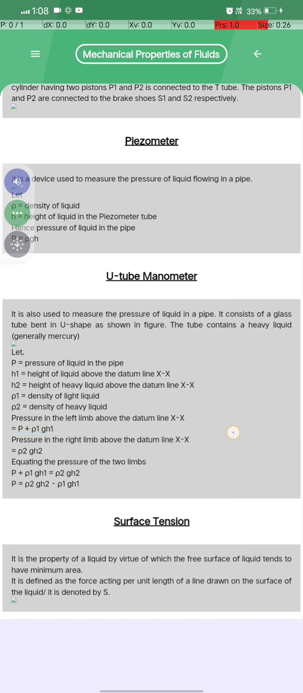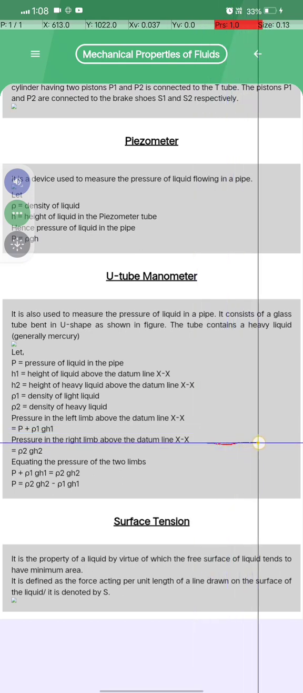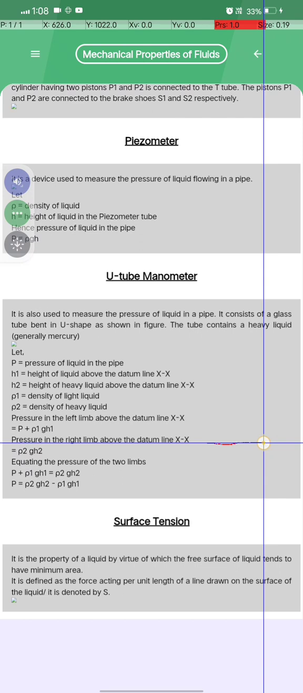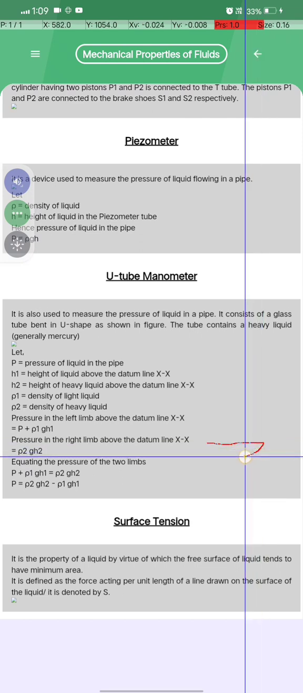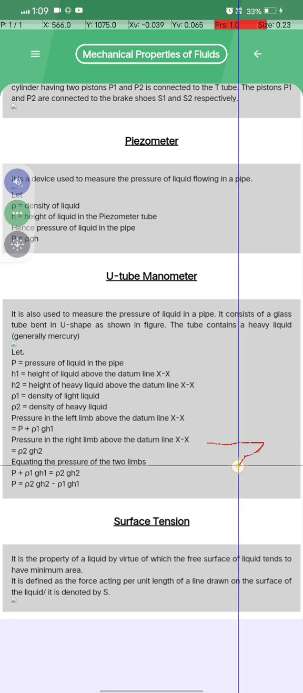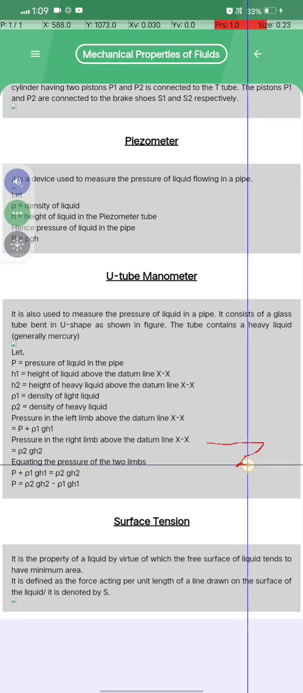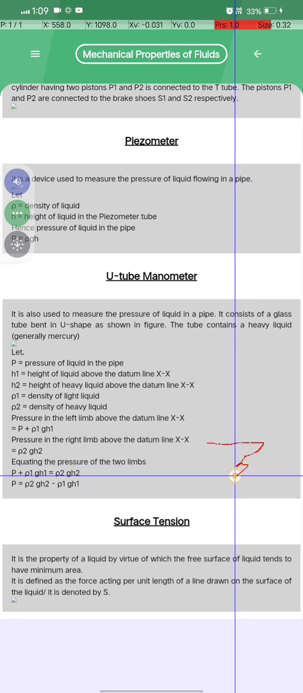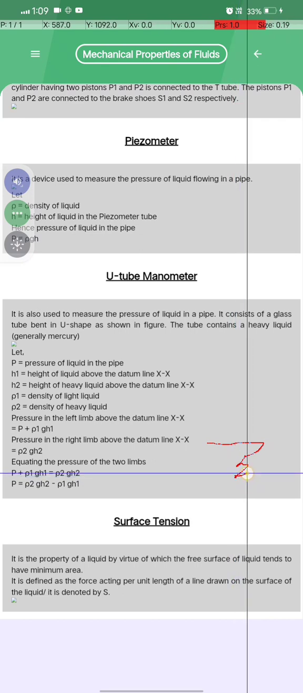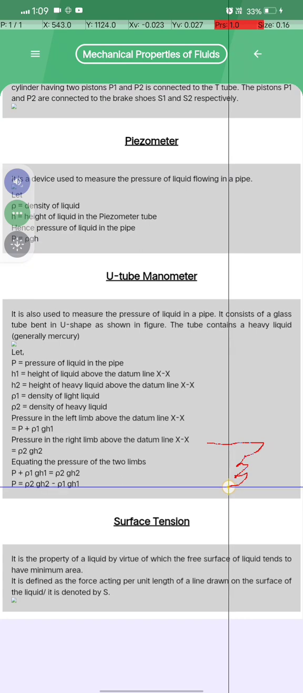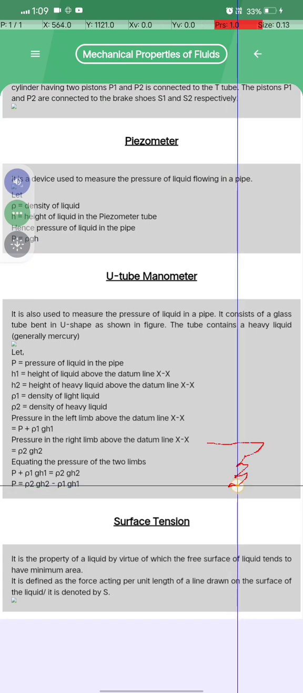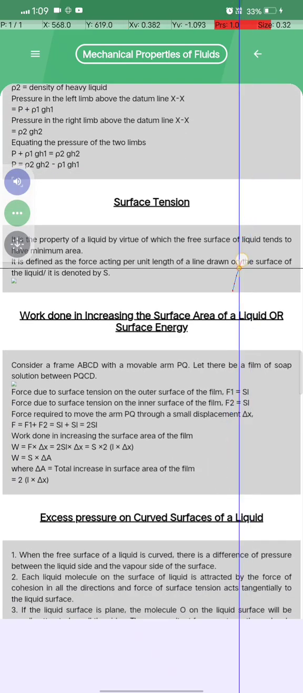जहाँ पे हमारा P+ρ1gh1 है और प्रेशर इन द राइट लिम्ब अबव द डेटम लाइन ρ2gh2. Equating the pressure of the two limbs, P+ρ1gh1 is equal to ρ2gh2. फाइनल रिजल्ट जो था P is equal to ρ2gh2 minus ρ1gh1.